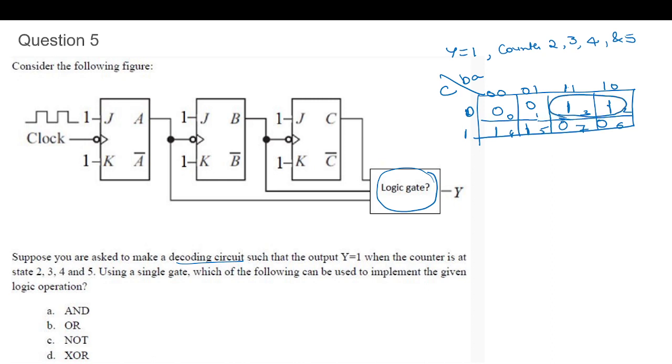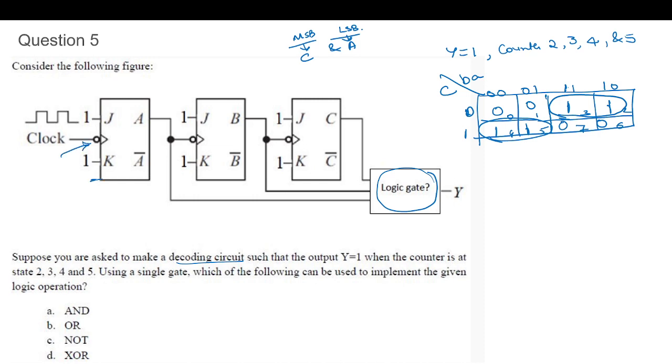Ma'am, why is it written CBA, ma'am? C has the MSB and A has the LSB. Okay, ma'am. Okay, ma'am, got it.